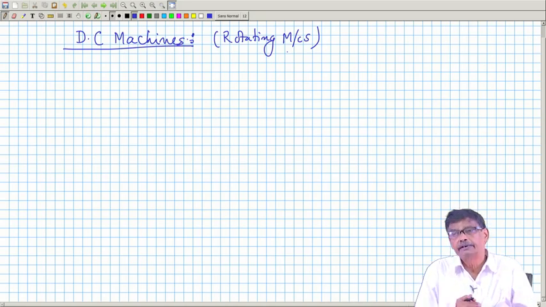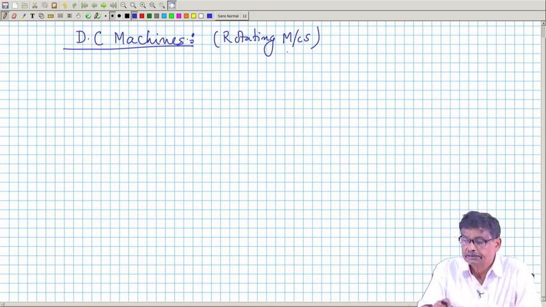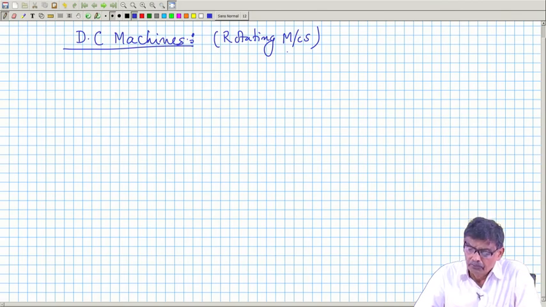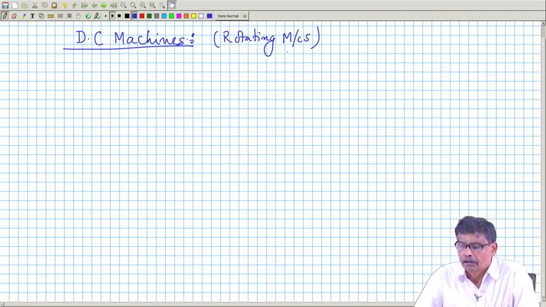Now, before I start discussing rotating DC machines, we try to understand how DC voltage can be generated. For example, after Faraday's discovery in the 1830s or so, which says that the voltage induced in a coil is N d phi/dt, if the coil is moved in a magnetic field which varies sinusoidally, then there will be an induced voltage which will also be alternating in nature.